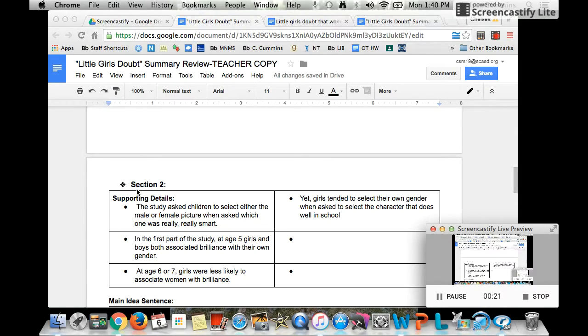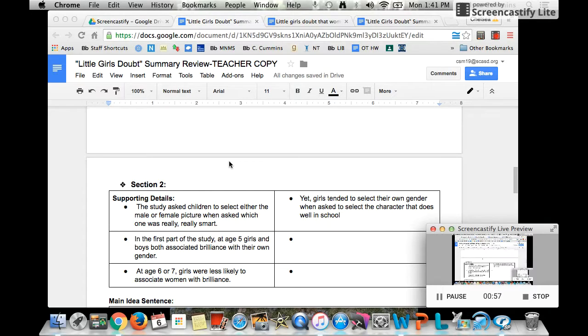So what I discovered from this section, these were the supporting details, or the key ideas, key points that were found in simply this section. The first thing that I found is that the study asked children to select either the male or female picture when asked which one was really, really smart. So they kind of just simply stated what this study was all about. The second supporting detail that I discovered is that in the first part of the study, at age 5, girls and boys both associated brilliance with their own gender.